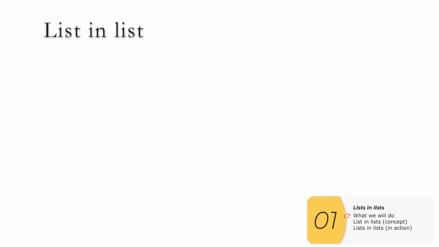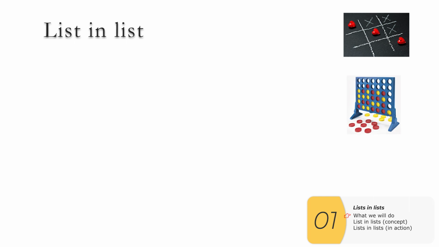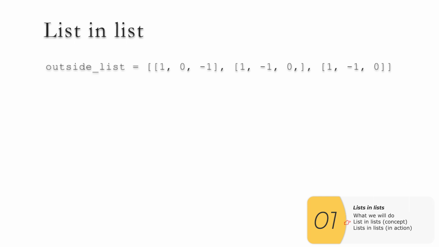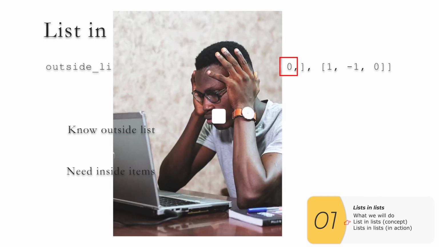So the first one we're going to look at is lists in lists. You might do something like this for tic-tac-toe, connect 4, or maybe matrix algebra of some sort. Your list inside a list will look something like this. This is what a tic-tac-toe board might look like. And the problem is this. I know the outside list, the name of the outside list, but I need to access the items of the inside list. So the question is, how do I do that?